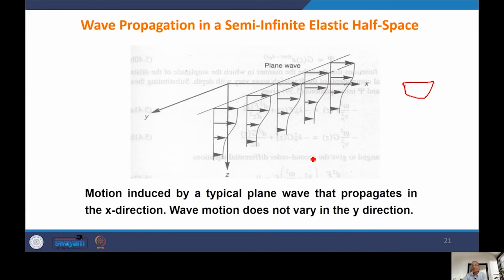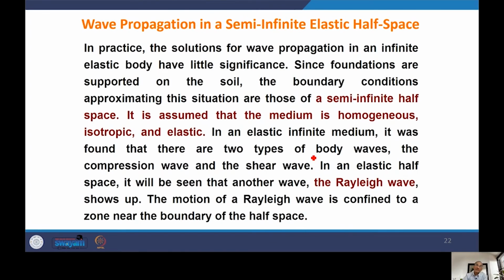For this semi-infinite elastic half space, in practice the solution for wave propagation in an infinite elastic body has little significance. Why? Since foundations are supported on the soil, the boundary conditions are those of a semi-infinite half space, not the three-dimensional case. Therefore, as in the 3D case, it is assumed that the medium is homogeneous, isotropic and elastic.